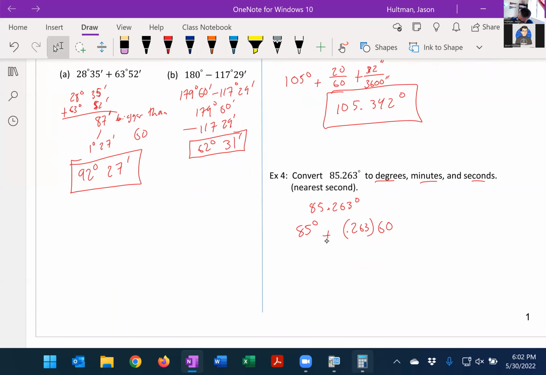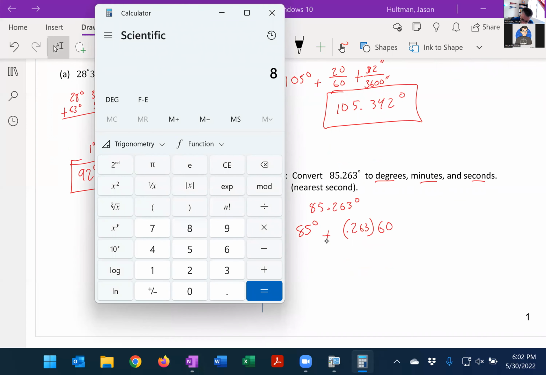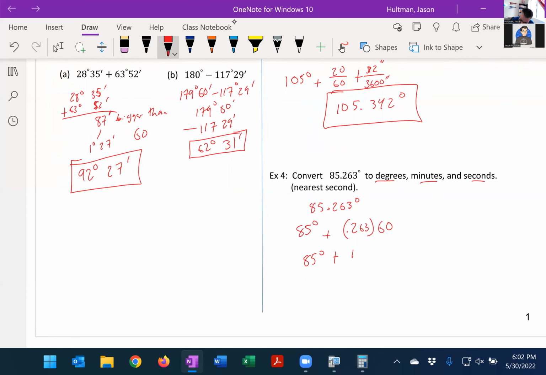So when I multiply that, oops, not 85 times, sorry, not times. Let's clear that. Let's just do 0.263 times 60, just do the 60, and I get 15.78. So 85 degrees plus 15.78 minutes.